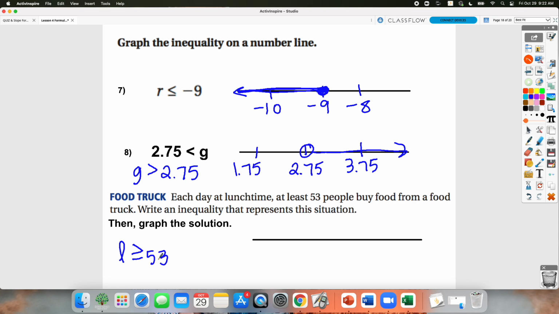Then if we're going to graph it, Landon, what kind of circle would I need on my 53? Absolutely. I'm just going to put 53, and then I'm going to put 50 to the left and 55 to the right. It doesn't matter as long as you picked a number that was less than 53 and greater than 53. And then Landon says we need a closed circle. And then Landon, which direction do I need to shade? You want to shade it right because it would be greater than 53. Absolutely.